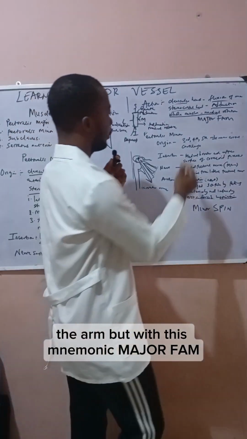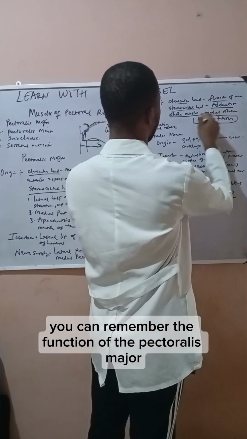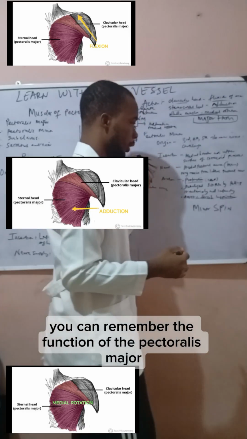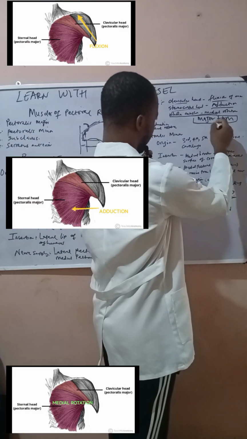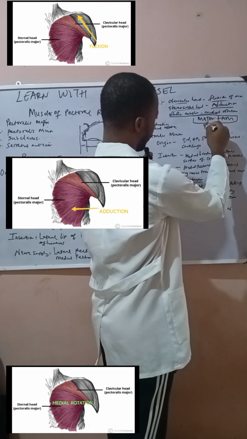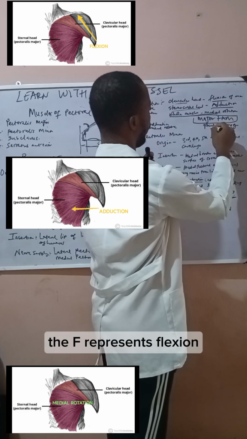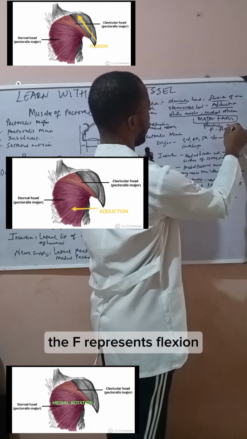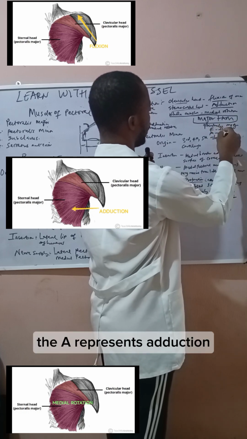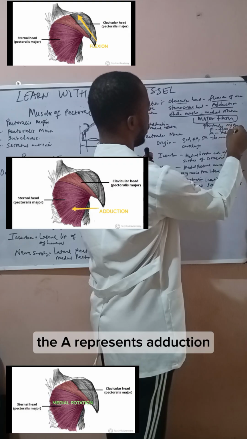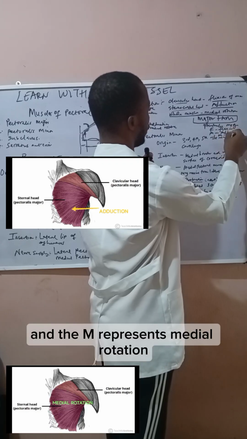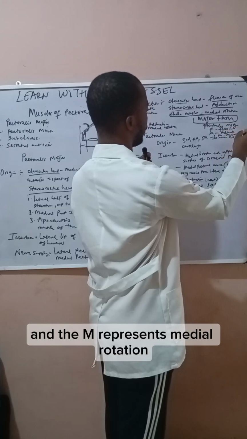But with this mnemonic, "Major FAM", you can remember the function of the pectoralis major. Major for pectoralis major. The F represents flexion, the A represents adduction, while the M represents medial rotation.